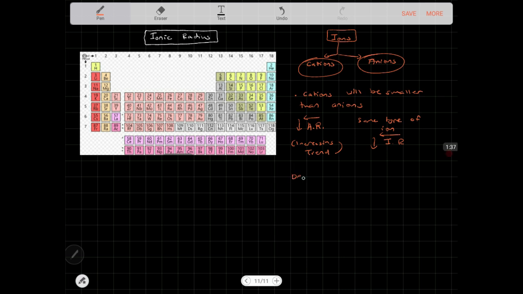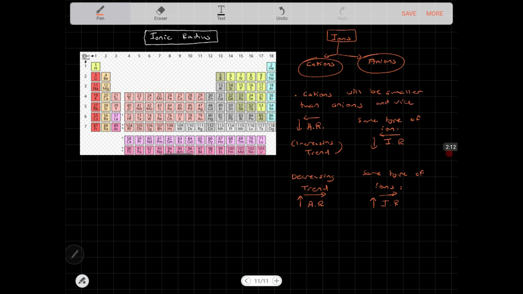Vice versa, a decreasing trend we stated earlier for atomic radius: decreased to the right and decreased up a group, and for the same type of ions we do the same thing. So it's really the same idea. The ionic radius also decreases to the right and up a group if you're only comparing the same type of ion. Now, if you're comparing cations to anions, anions are always going to be larger than cations, right?